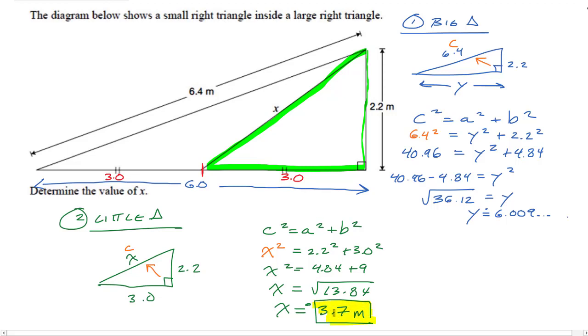All right, so there's a few examples just to get you going, get you thinking about it. Make sure you try the homework. Pretty important stuff with this Pythagorean theorem, okay?